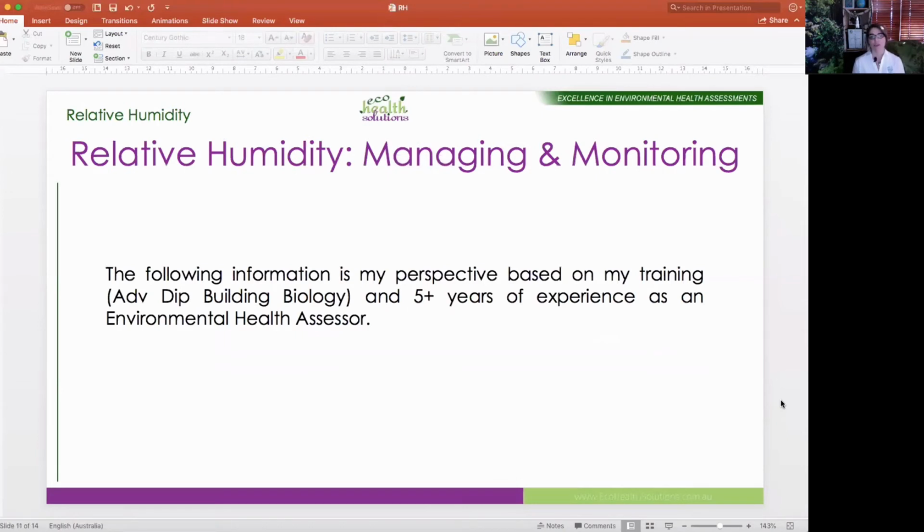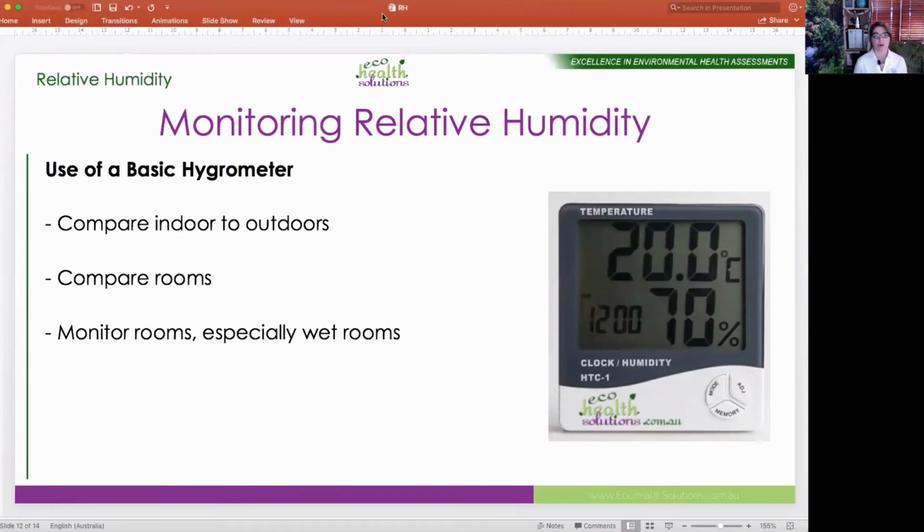So with regards to humidity, managing and monitoring it, the following information is from my perspective based on my training with my Advanced Diploma of Building Biology and my 5+ years experience as an environmental health assessor. With regards to monitoring relative humidity, you can use a very basic hygrometer. The one that I've got shown here is about $20, and this is totally sufficient for your needs. As a professional, obviously we're using much different equipment, but this is suitable. And this will show you temperature and relative humidity. They should cost anywhere from $20. You can get expensive ones up to about $70, but this one is a $20 one and it's totally sufficient.